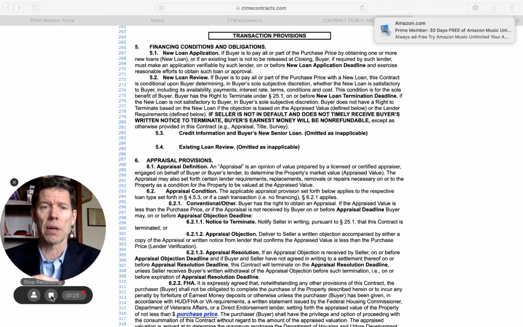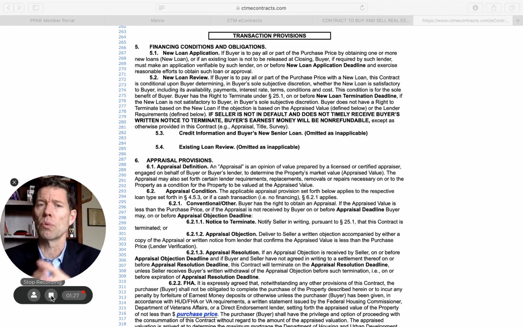Also note here in 5.3 and 5.4, credit information and the existing loan review, those are going to be specific to seller carrying back or seller letting the buyer assume their loan. So again, they're omitted here because it's a little bit more detail than I think we need for the contract, but definitely let me know if you'd like to discuss those.